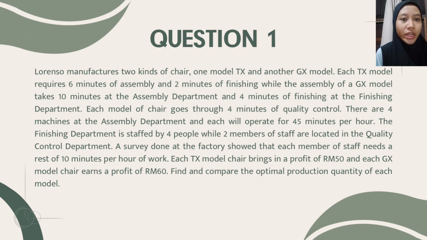There are 4 machines at the assembly department and each will operate for 45 minutes per hour. The finishing department is staffed by 4 people, while 2 members of staff are located in the quality control department. A survey done at the factory showed that each member of staff needs a rest of 10 minutes per hour of work. Each TX model chair brings in a profit of 50 ringgit and each GX model chair earns a profit of 60 ringgit. Find and compare the optimal production quantity of each model.